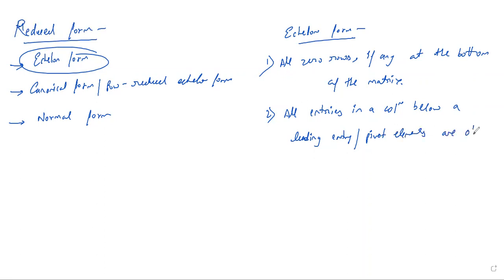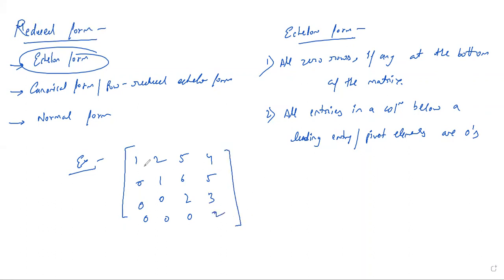are zeros. If you take an example of echelon form, then our echelon form looks like this: 4, 0 0 0 0. So this is how our echelon form looks, and these are the pivot elements.